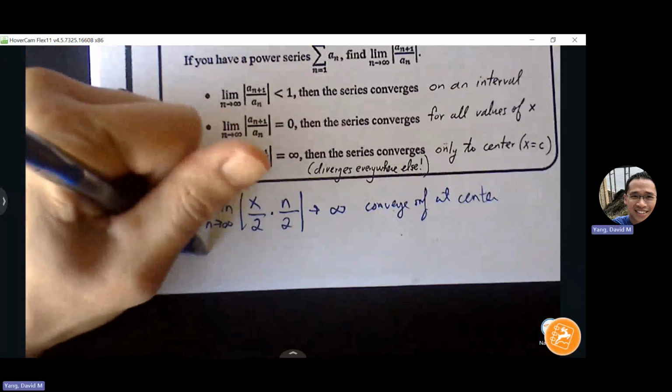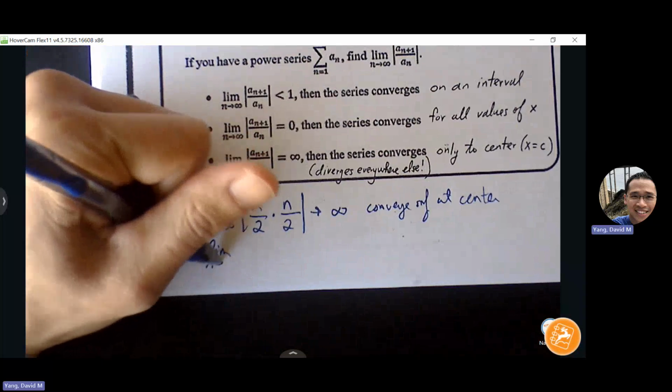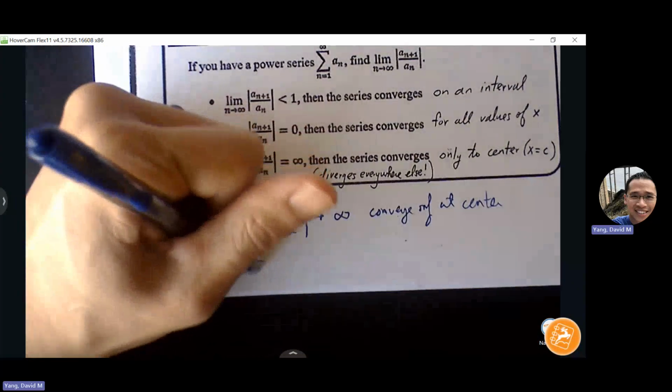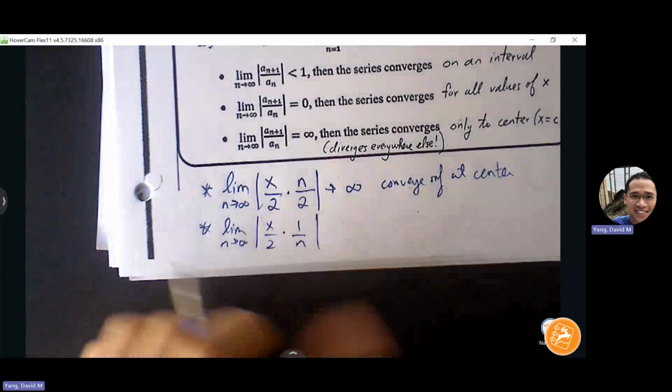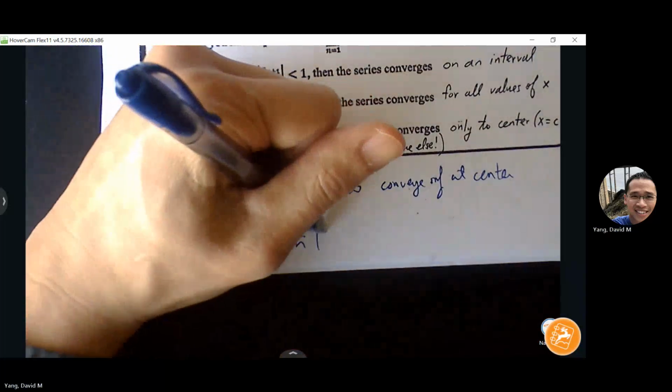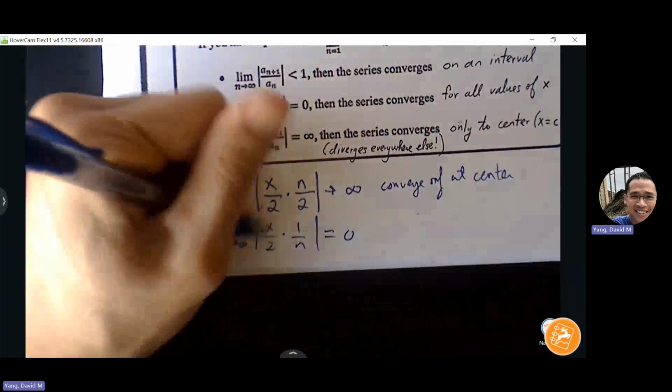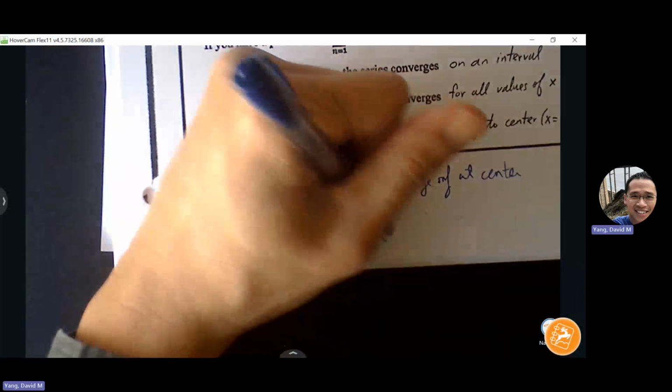And then the second scenario here, let's say I had the limit as n approaches infinity of x over 2 times 1 over n. This is always going to go to what? 0. So if it goes to 0, it doesn't matter what the x is. This is always going to converge. So it's going to be from negative to positive infinity.